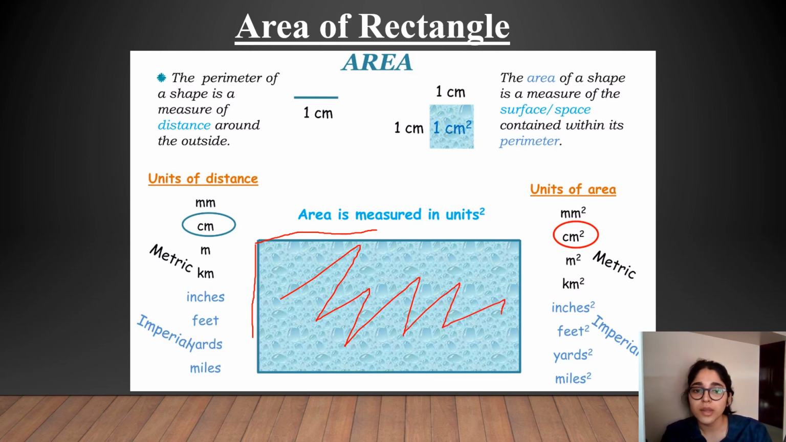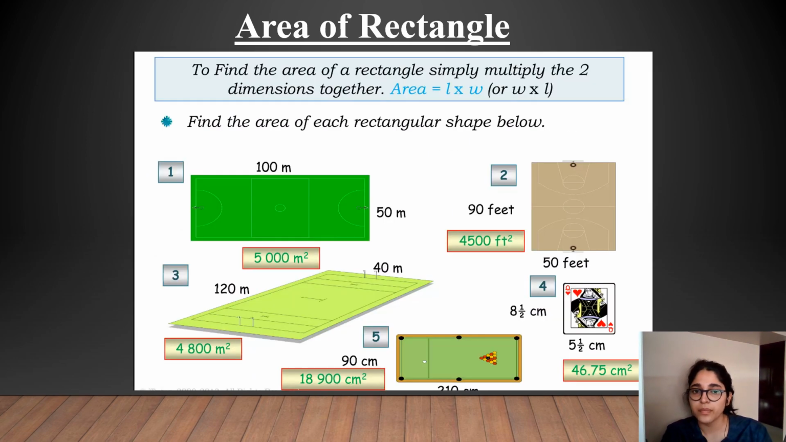So over here the perimeter will be what? If it is 1 centimeter, 1 centimeter, then it will be 1 plus 1, and so on. So the perimeter will become 4 centimeter. But the area within this place will become 1 multiplied by 1. So therefore it becomes 1 centimeter square.